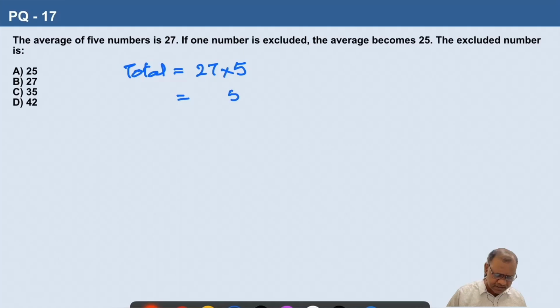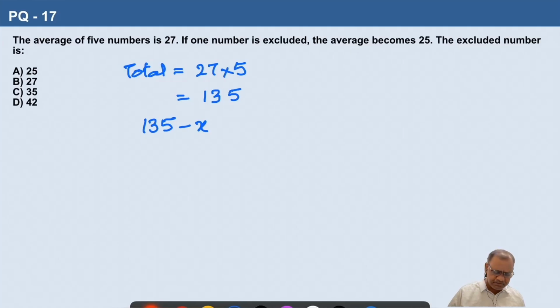5 sevens 35, 135. And one number is excluded. So, we don't know what is that number. 135 minus x. Then the average becomes 25.